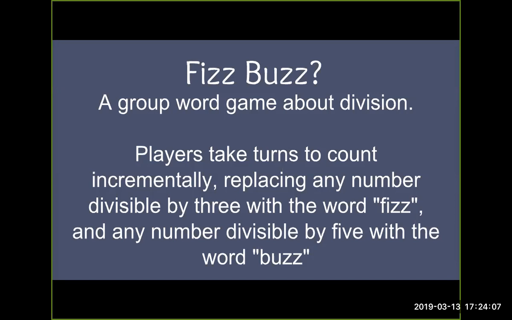So imagine that we were just counting 1 through 20, except anything that's divisible by 3, we say fizz, and anything that's divisible by 5, we say buzz. So I'll be the fizz, and you can be the buzz, and let's start counting. 1, and you can say 2. Fizz, buzz, fizz.